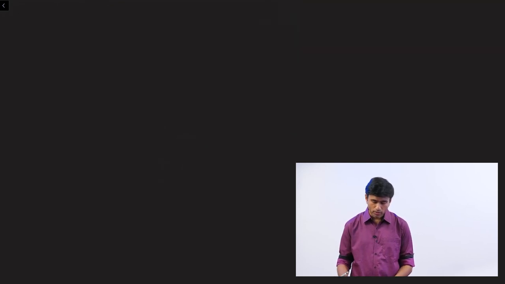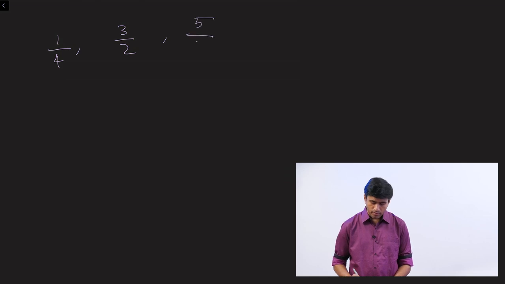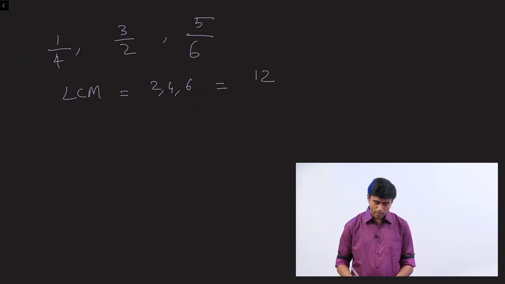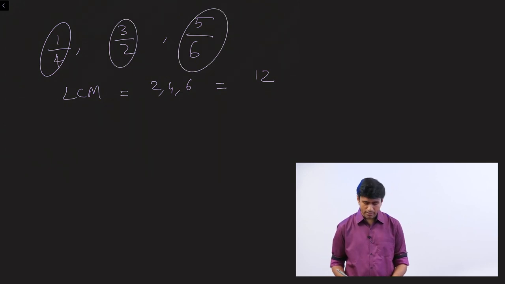Let's work out another example. How can you compare 1 by 4, 3 by 2 and 5 by 6? The numerators and the denominators are different here. So what do we do? First step is to get the LCM. The LCM of 2, 4, 6 is 12. Now you need to convert all of these into like fractions.